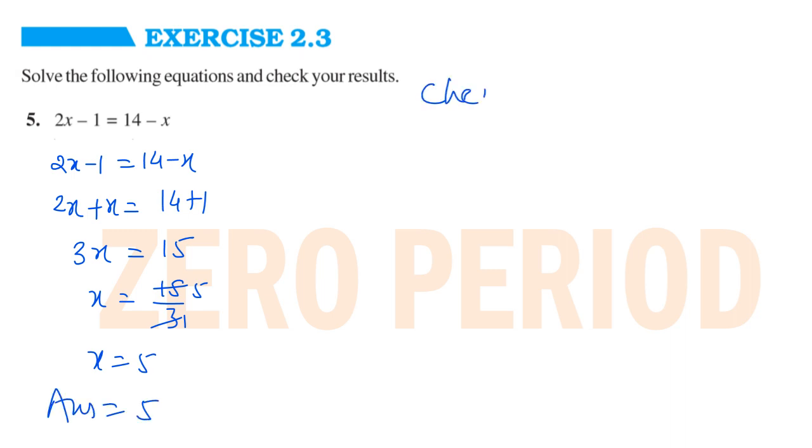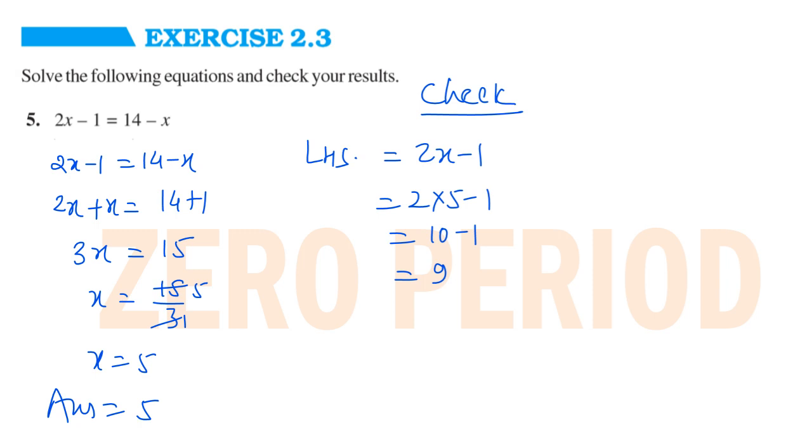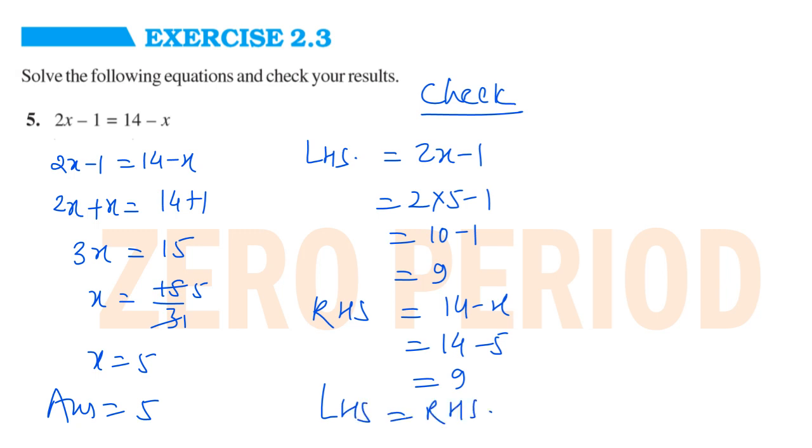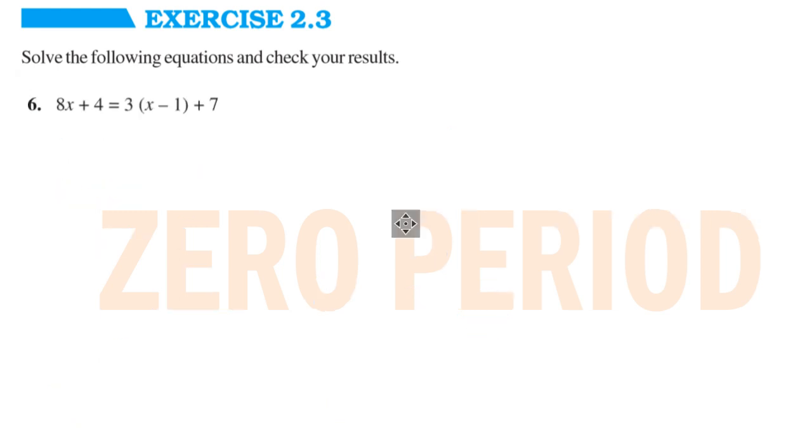Now go to check part. Your left hand side is 2x minus 1, 2 into 5 minus 1, 10 minus 1, and that is 9. And in RHS, right hand side, 14 minus x, it means 14 minus 5, and that will be 9. Again you can find LHS is equal to RHS. Hence your answer is correct. This was the solution of question number 5.